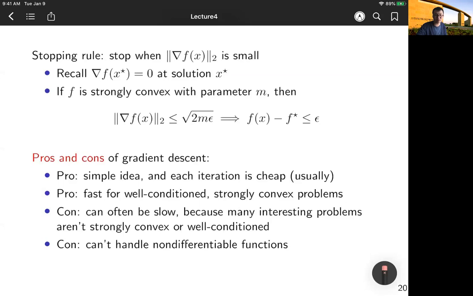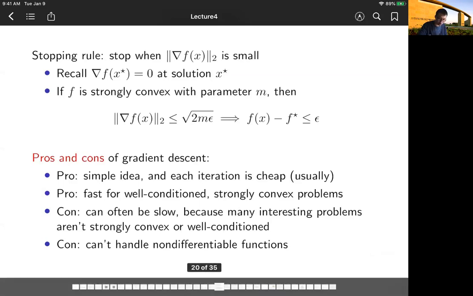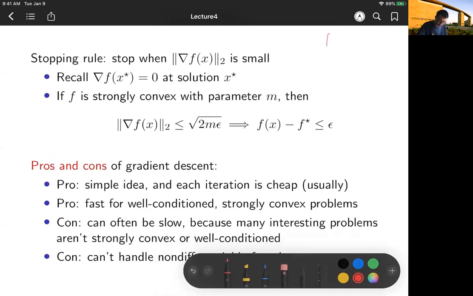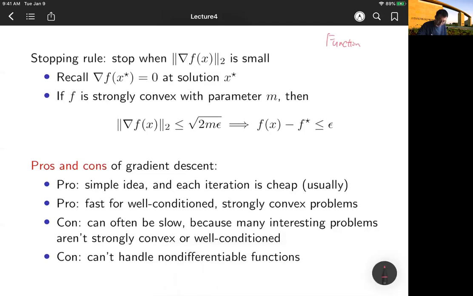But there could be functions that are strongly convex but not strongly smooth. I'll give an example here: a function that's M strongly convex but not smooth. Take one function that is M strongly convex. Let's take another function that's M strongly convex.